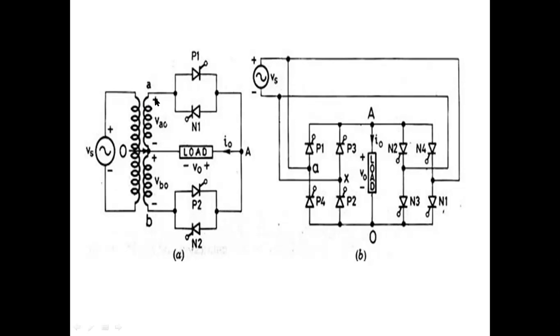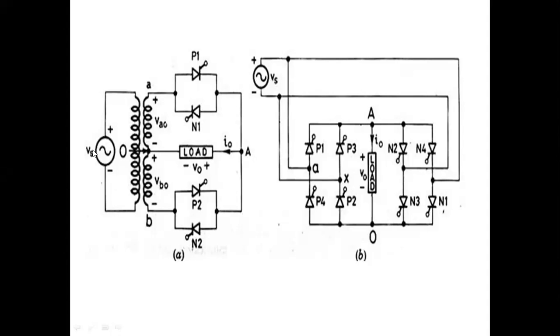Suppose this is plus. Among these two thyristors, which one is forward biased? P1, sir. Okay, P1 is forward biased. Now N1 is reverse biased, N1 is open. Now if it is minus here, among these two, which one is forward biased? N2. Okay, N2 is forward biased.